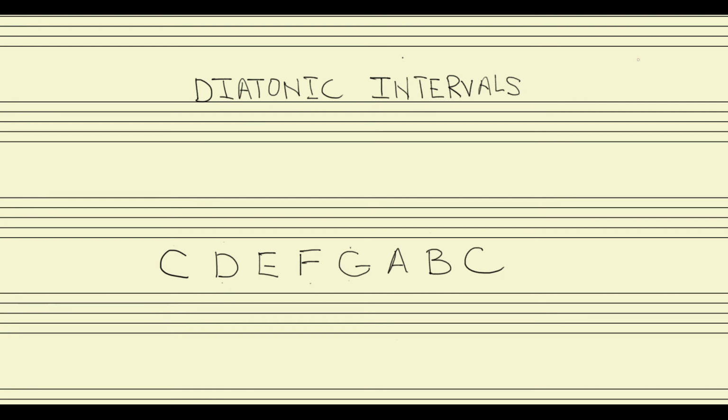Suppose I want to find out what is the distance or the interval between C and A. That is a diatonic interval. All the intervals that we've been looking at so far in Over the Rainbow are examples of diatonic intervals, looking at the interval from C to C, from C to B, from B to G. Anytime we're asking what is the distance between two letter names, that's a diatonic interval.